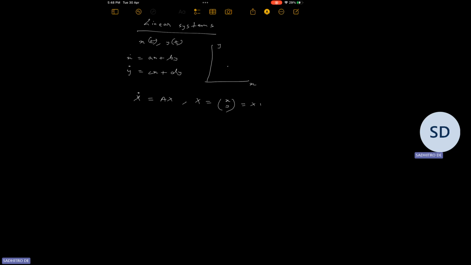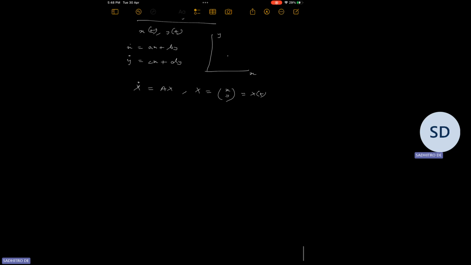Right. So x is a function of t. This vector uniquely maps a point onto this two-dimensional phase space. And the matrix capital A is the matrix of the parameters a, b, c, and d. So this is what any general linear system looks like.